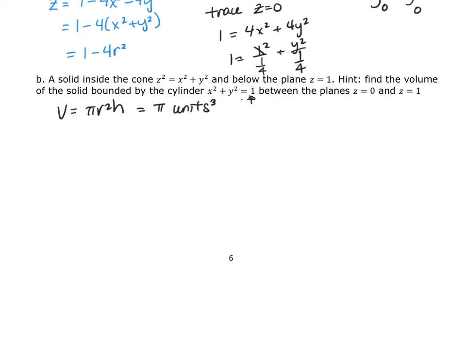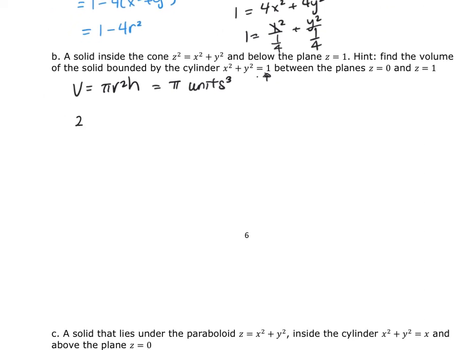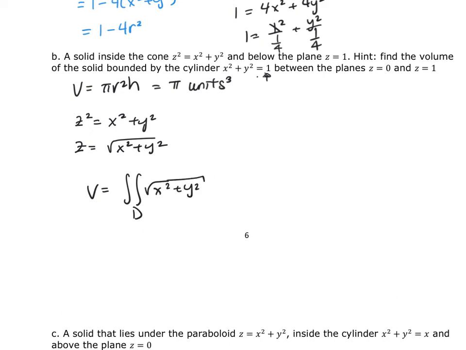Now what I want is the volume of the solid above the disk that I just built, but below the cone. So we know that the cone, z squared, is equal to x squared plus y squared. That means z is equal to, normally plus and minus, but I'm looking for a specific region, so I'm only taking the positive part, of x squared plus y squared. So then the volume that I'm looking at is the volume over my region D of the square root of x squared plus y squared dA.